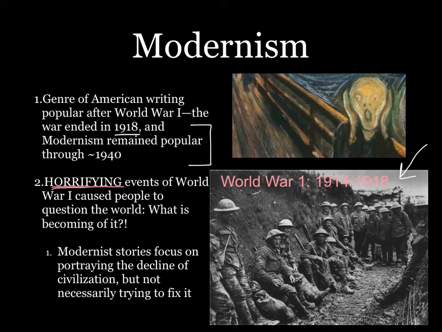What is this crazy place that we live in? Modernist stories then focus on portraying the decline of civilization, but not necessarily trying to fix it. So we might look for some morality, or we might look for some big overall lessons from these modernist stories, but we might not always be able to say much other than the world is not necessarily a great place to be.